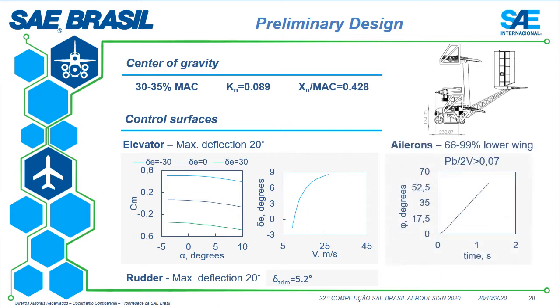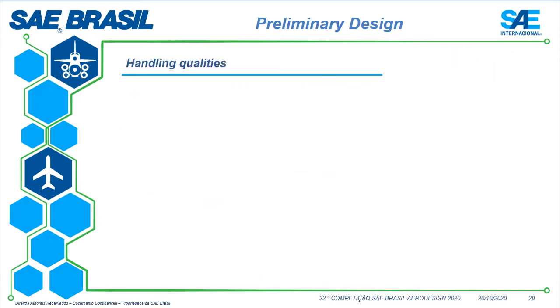The ailerons were placed between 66 and 90% of the lower wingspan, considering a stall of the upper wing and manufacturing processes. A helix angle higher than 0.07 was obtained and a satisfactory bank angle response to the aileron deflection was found. Regarding the handling qualities, the aircraft is located at Class 1 within phases B and C.